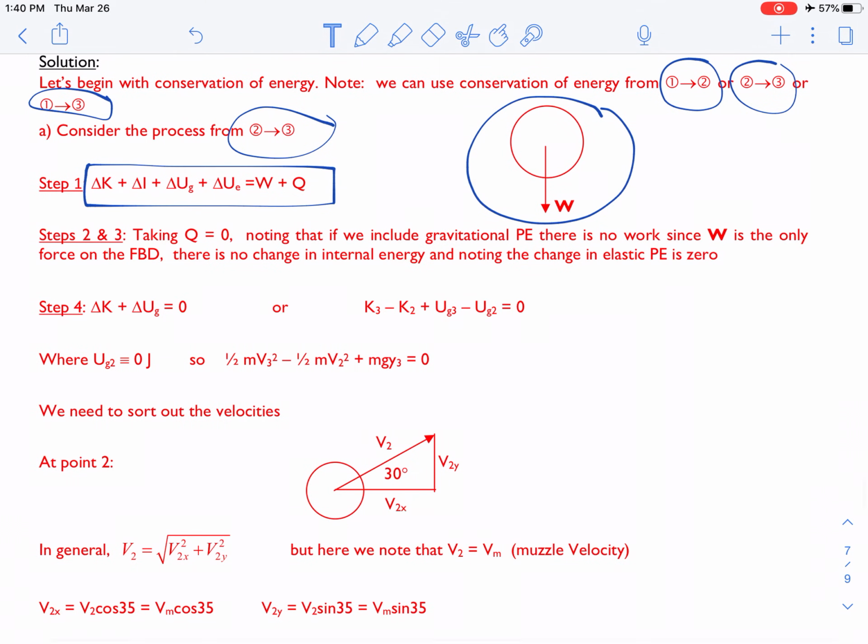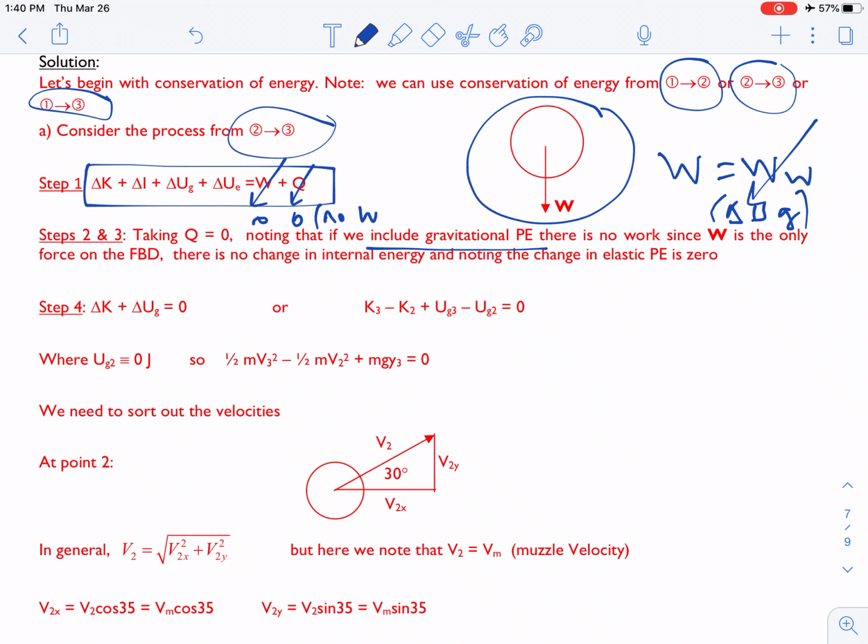Since this is the only force and you're already keeping gravitational potential energy, the weight term is going to go to 0, because this is simply W_W, and this is already accounted for as delta U_G. So we get rid of that. This term goes away. Heat is also not added or subtracted. We already mentioned it, but I usually write it in here too. No heat added or taken away from the system.